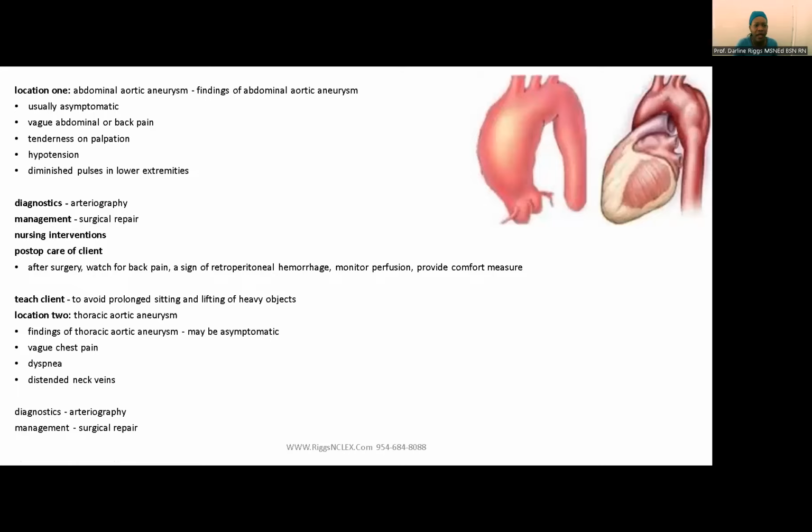So let's talk real quick about some of the diagnostic tests and treatment. Again, the terms change depending on where it's at, okay?